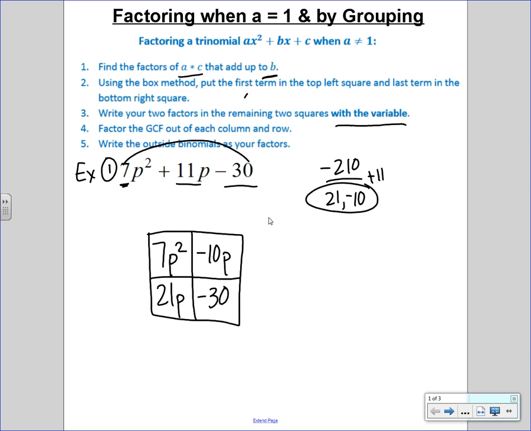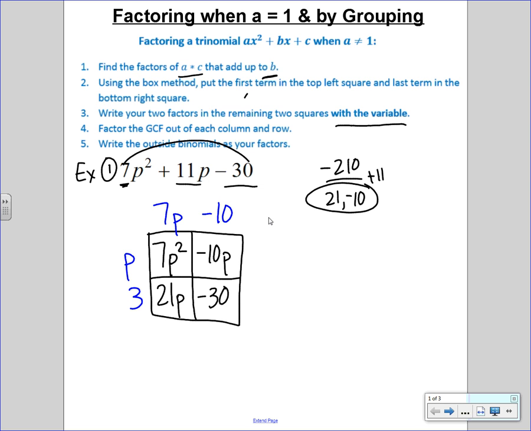Okay? Now we factor out each column and row. So let's look at the column here. 7p squared and 21p. What's the greatest common factor? 7p. Right? And then this column of negative 10p and a negative 30, what's the greatest common factor? Since they're both negative, then we want to factor out a negative. So it'll be a negative 10. And then now let's look at this first row, 7p squared, 10p. What's the greatest common factor? Just p. And 21p and 30. What's the greatest common factor?